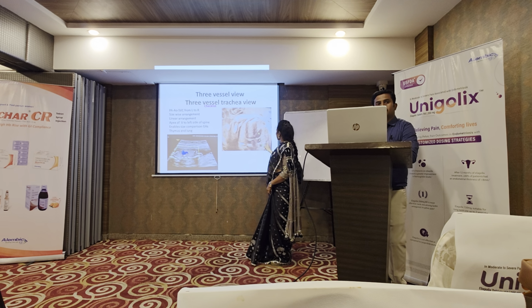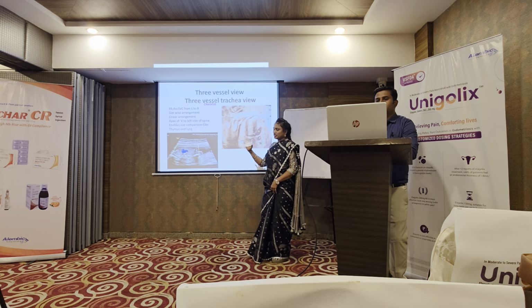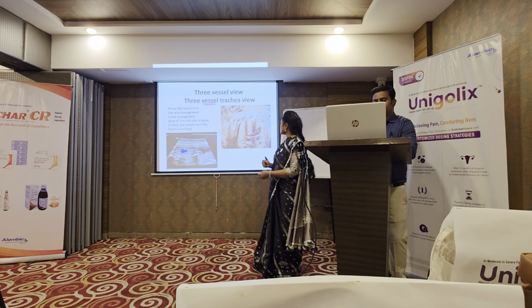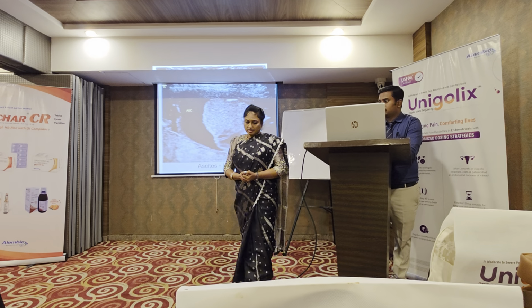Pulmonary artery, aorta, superior vena cava, they should be to the left of the spine. Next one. So these are the anomalies. There is ascitic fluid.